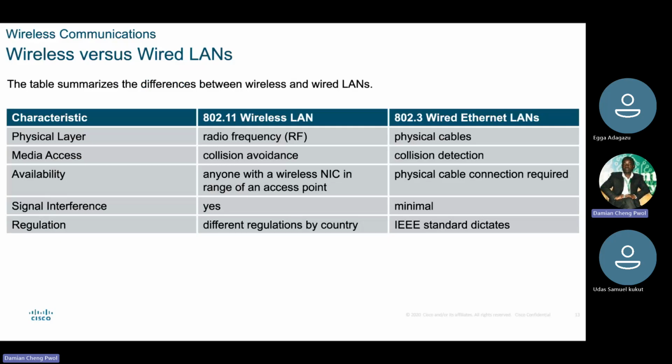Wireless communication: wireless versus wired LANs, that's local area networks. The table summarizes the difference between wireless and wired LANs. When we say wireless, it means you're using radio signals to exchange data. And when you say wired, we are talking about copper cabling. It can be copper, it can be fiber, where you still exchange data between systems.